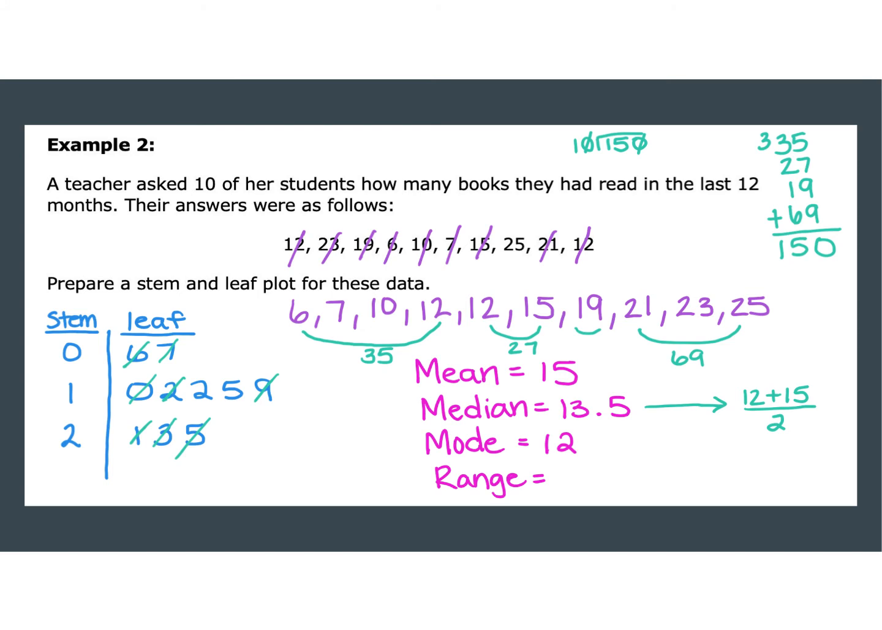To find the range, we can subtract the smallest data value from the largest data value. 25 is our largest data value and 6 is our smallest data value. 25 minus 6 is 19, so our range for this stem and leaf graph is 19.